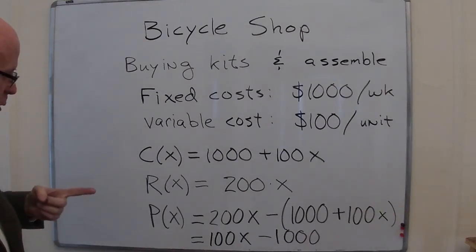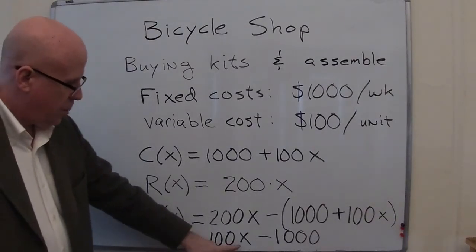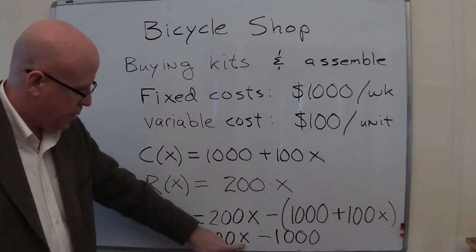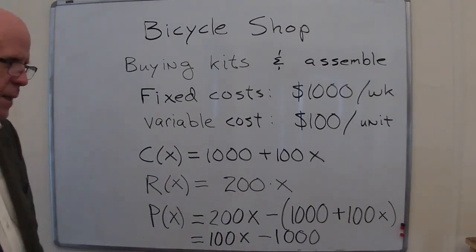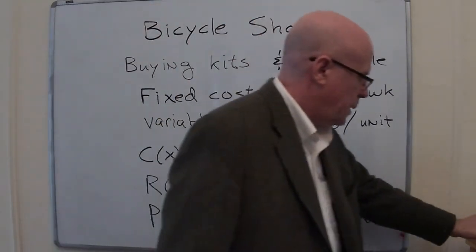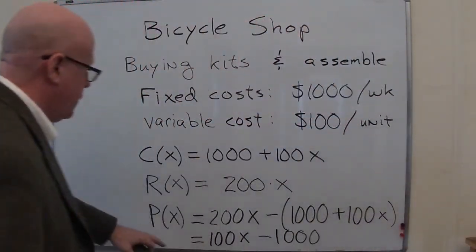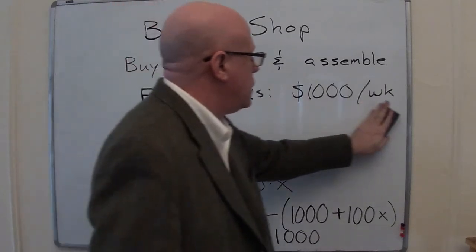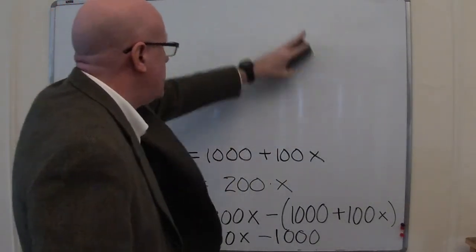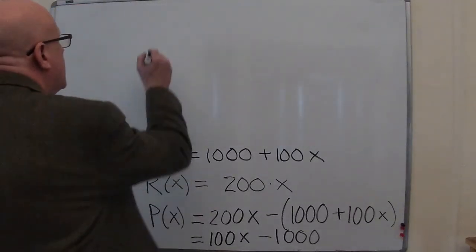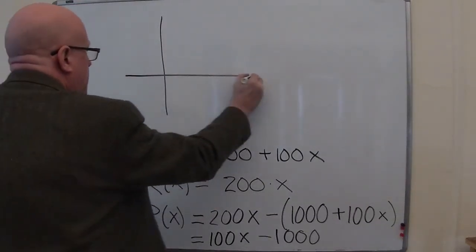What we really often like to do is figure out what's the production level that would get us the most money. And in this case, that doesn't have a good answer. Think of what the graph of this profit function would be. It's a straight line. It has a y-intercept at minus 1,000.